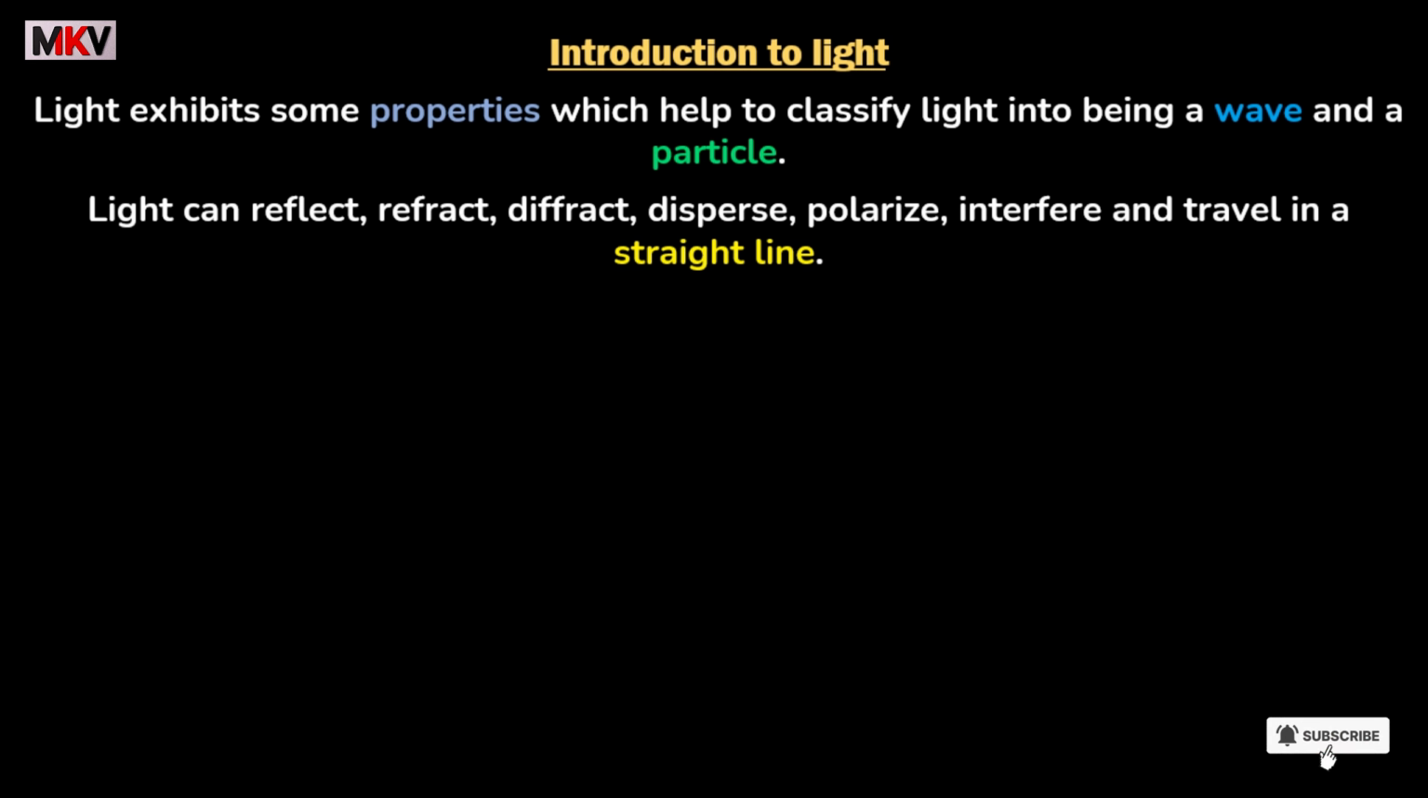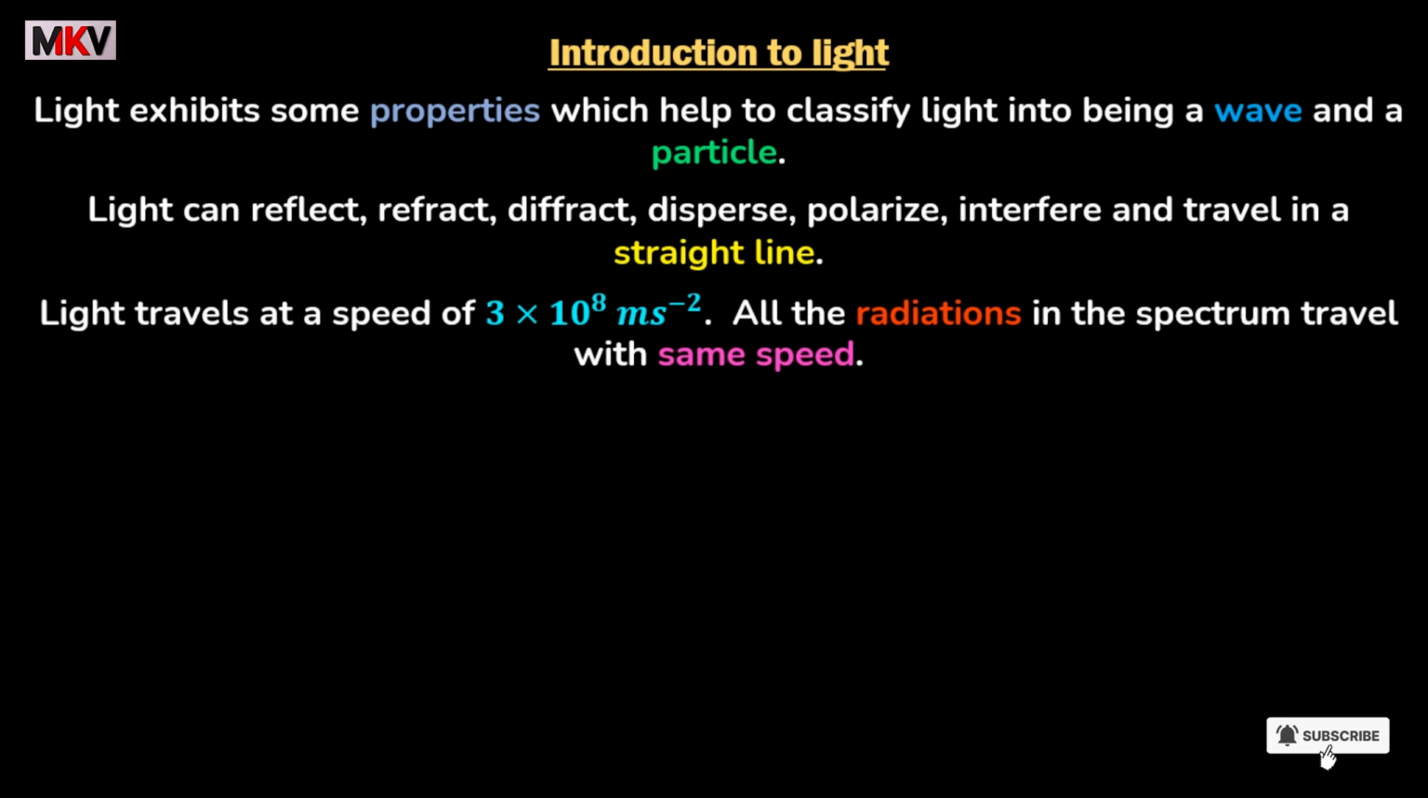Now, it travels at a speed of 3 times 10 to the power 8 meters per second. This speed at which light travels cuts across all the radiations in the spectrum. So all the radiations in the spectrum travel at this speed.